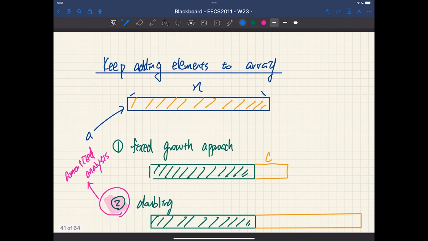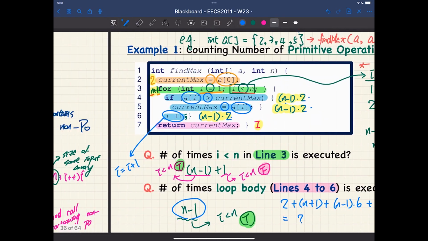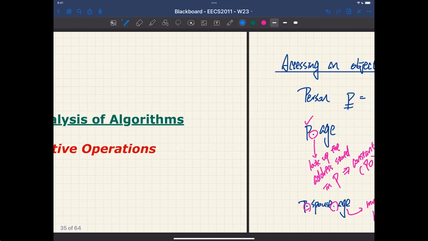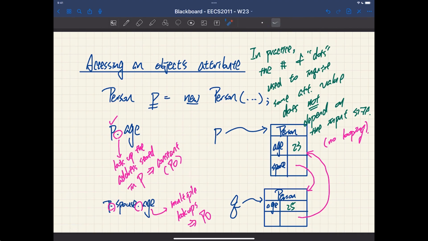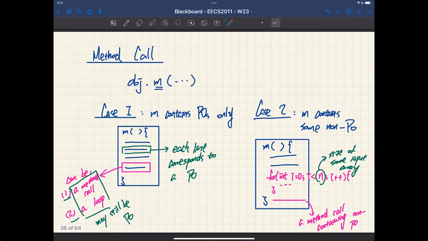A very quick recap of what we did last time, which was very fundamental. We talked about the notion of primitive operations and what should be considered a primitive operation. Specifically, accessing an attribute value in OOP is definitely primitive. And we talked about the special case of method call. The answer is it depends. It could be primitive or not, depending on what's inside the body of the method's implementation. We'll see many examples throughout the course.